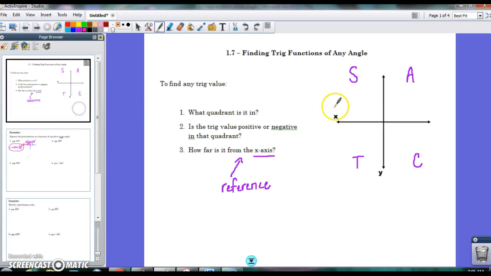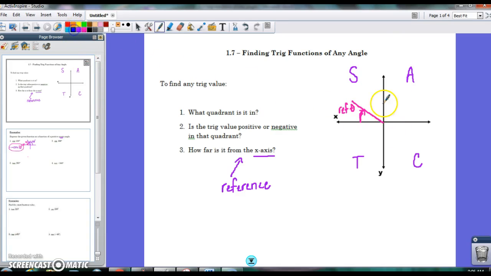So let me go back to this for a second. When you have a second quadrant angle, this is the angle that you're looking for. This is your reference angle. So I'm just going to write reference theta. That's your reference angle when you are in the second quadrant.